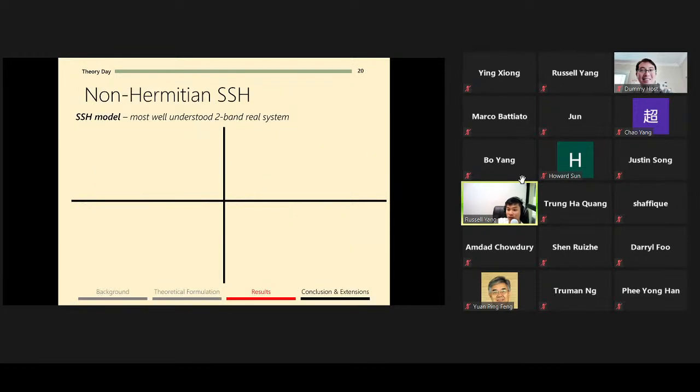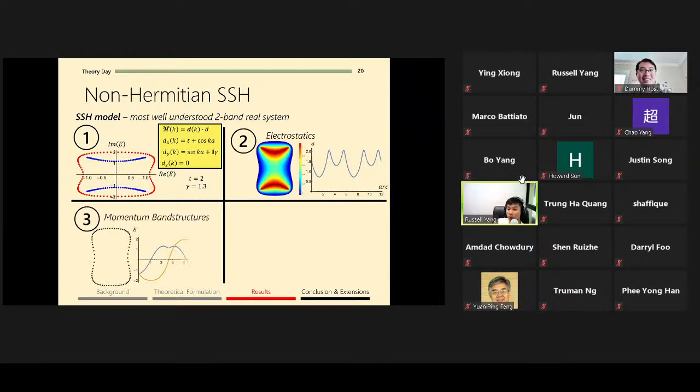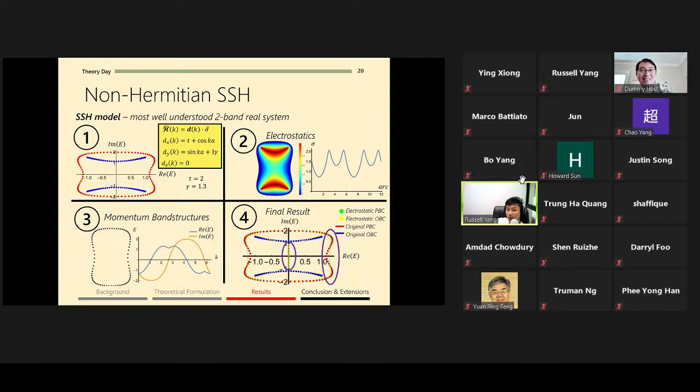So next we proceed to understanding how the 2-band SSH model behaves. This is an important model to study as it is the most well understood of all 2-band models. We start again with the known form of the Hamiltonian with the goal of reproducing the band structure. We solve the electrostatics problem, and we then solve the momentum band structure with a 1-band assumption. We note that this 1-band assumption doesn't quite yield the result that we want.